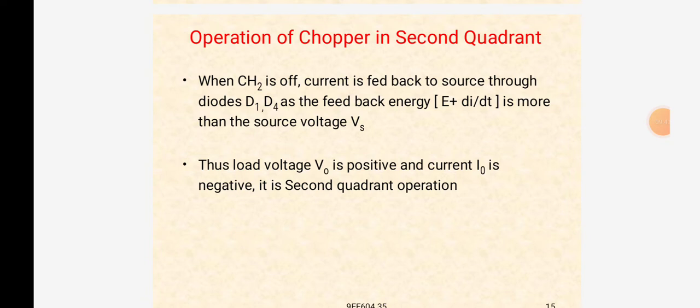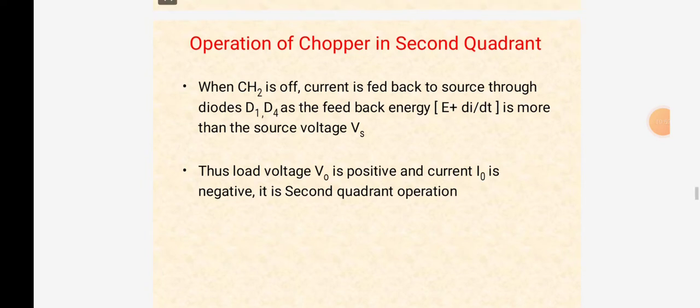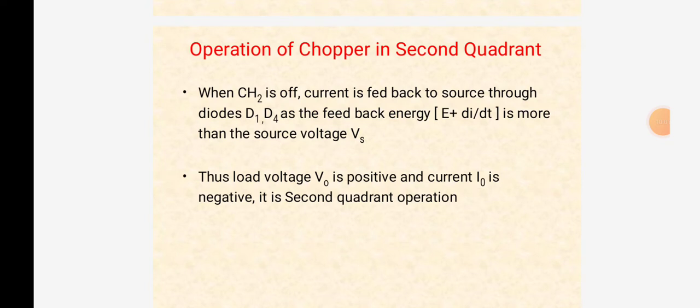When chopper 2 is off, current is fed back to the source through diodes D1 and D4, as the feedback energy E plus L di/dt is more than the source voltage Vs. Thus, the voltage V0 is positive and current I0 is negative. It is second quadrant operation.